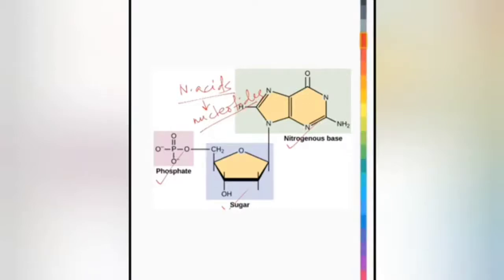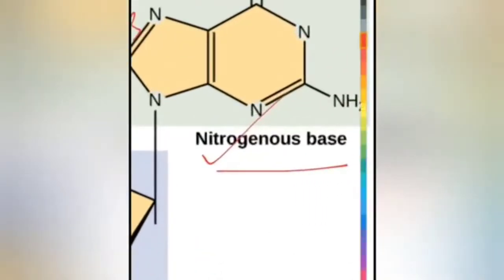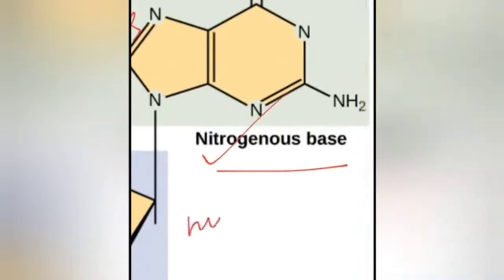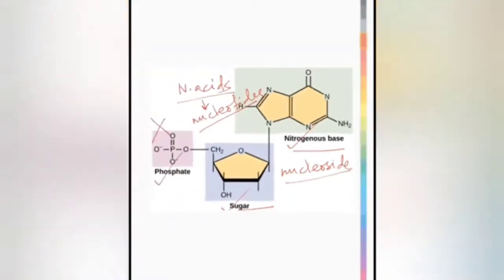And in some nucleotides where the phosphate group is absent, only nitrogenous base and sugar are found. In that case, it is not known as a nucleotide, it is known as a nucleoside. Okay, so what is a nucleoside? When a nucleotide without a phosphate group, only consisting of nitrogenous base and sugar, is known as nucleoside. I hope this part is clear.